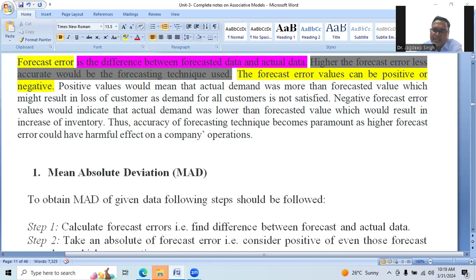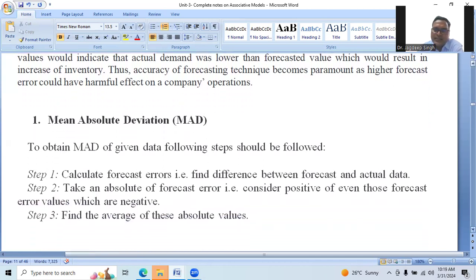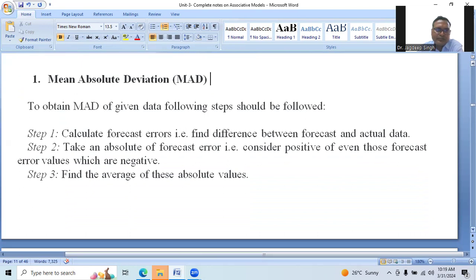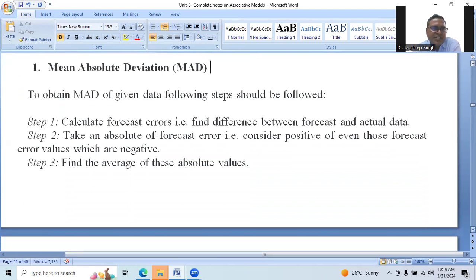So there are various kinds of errors, error methods that we need to understand. Mean absolute deviation. To obtain the mean absolute deviation of given data, there are a few steps. Step 1, calculate forecast error. Find the difference between forecast and actual data.